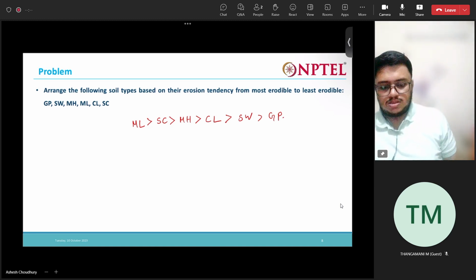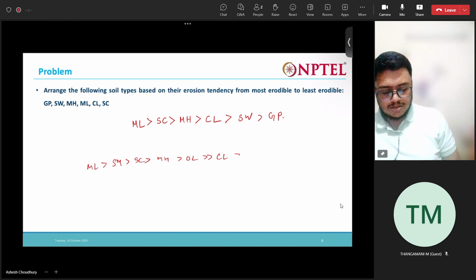So if I have to write the total order, it will be ML greater than SC greater than MH greater than CL greater than SW greater than GP.